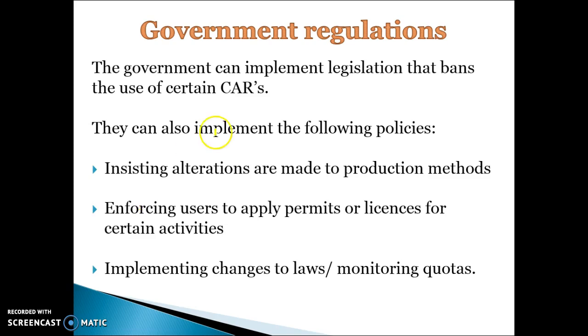So the government can implement legislation that bans the use of certain common access resources. For example, they might insist that alterations are made to certain production methods so it's emitting less carbon dioxide, which affects the air. Enforcing users to pay permits or licenses for certain activities. So that might include hunting, fishing, cutting down forests. That would all be examples of things you need licenses to do. Implementing changes to laws or having quotas on businesses for certain types of production.